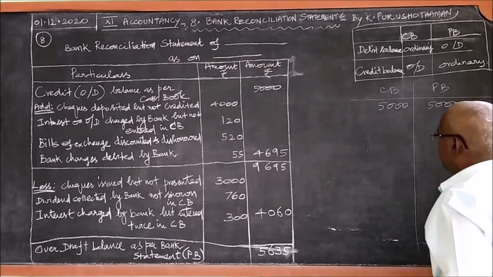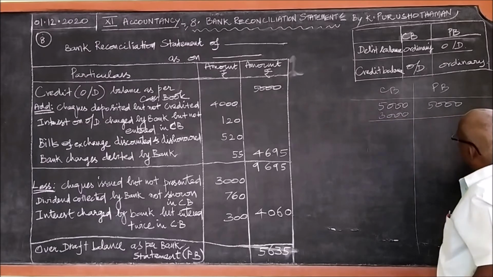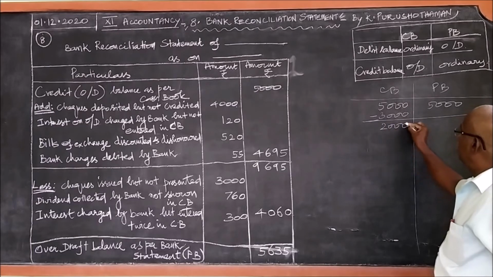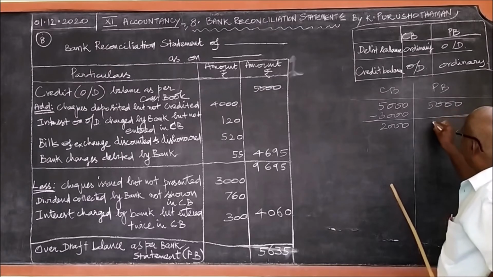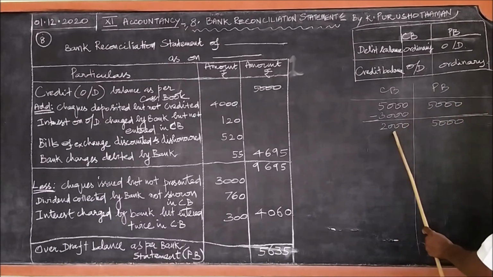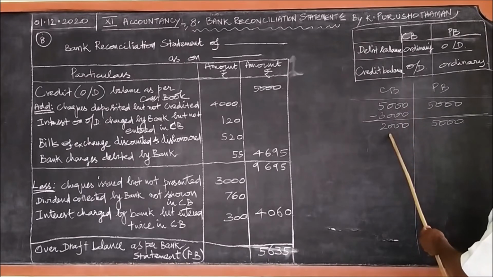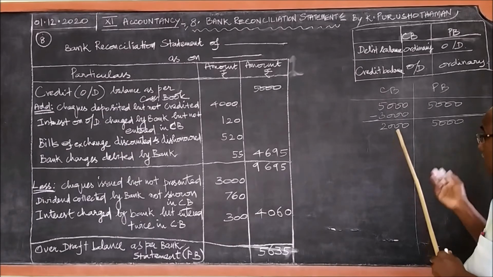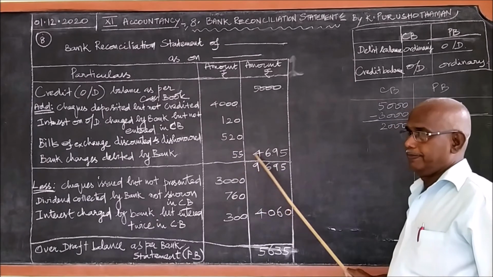3,000 rupees. Check issued. Once the check is issued, what happens? The amount will be minused in the cash book, so the balance will be reduced to 2,000. But it was not presented for payment in the bank. Therefore, the 5,000 rupees will remain the same. So what is its effect in the cash book? The balance is lesser. So to equalize this, we should add. But this is overdraft, therefore we should less.